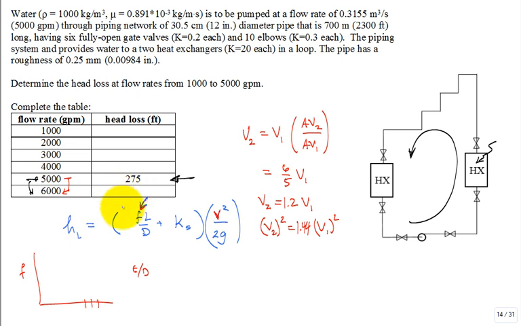Okay, so the head loss would go up, wouldn't it? So it would go up proportional to the flow rate squared. So the head loss for the second case is the head loss for the first case times the volumetric flow rate over the volumetric flow rate squared. So it would be 1.44 times 275, 396, right at 400 feet.